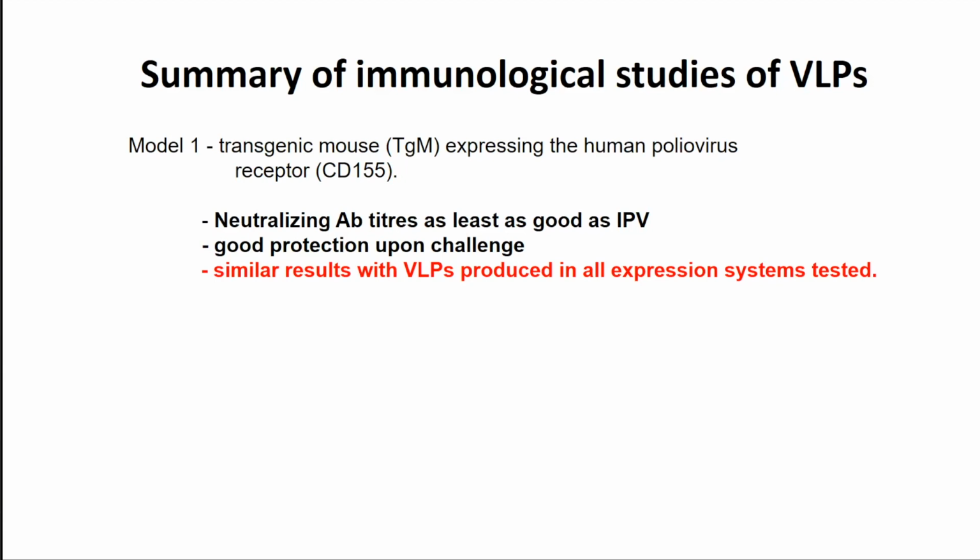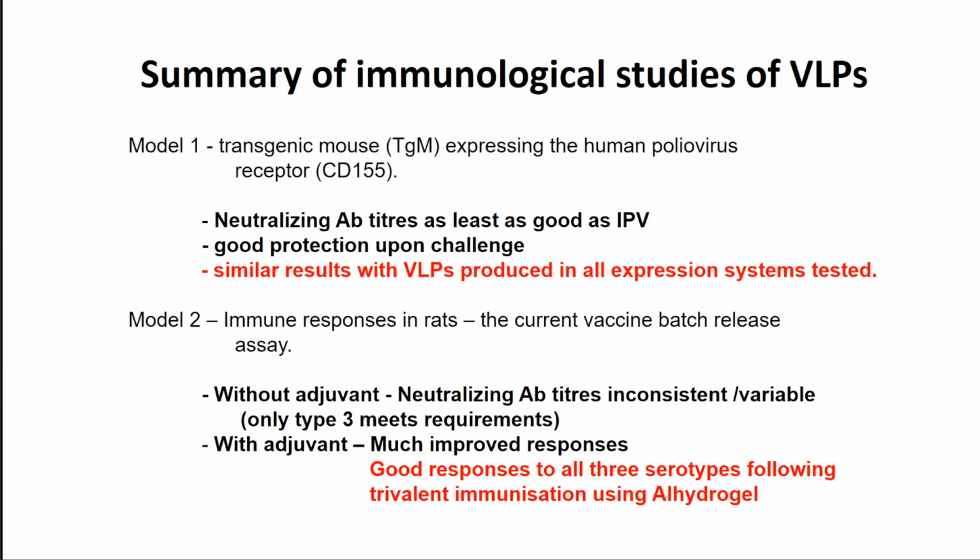So the key issue, of course, is the immunogenicity of them. And so we've been exploring two models. The transgenic mouse model has been referred to earlier. Using this model, we find that our particles induce neutralizing antibody titers that are at least as good as that induced by IPV. And we have very, very good protection upon challenge. And there are similar results with each of the three serotypes.